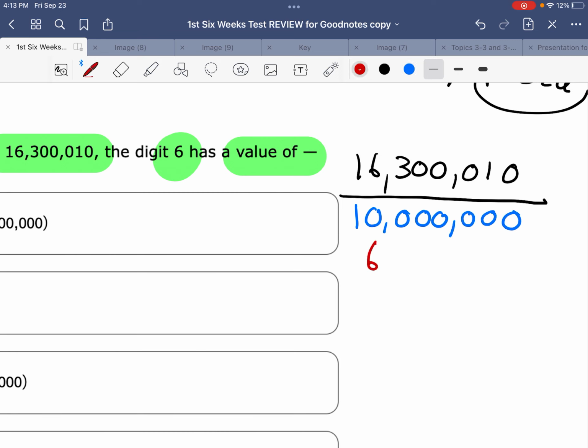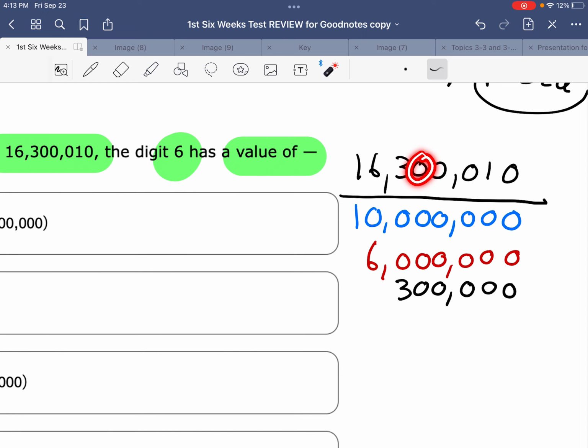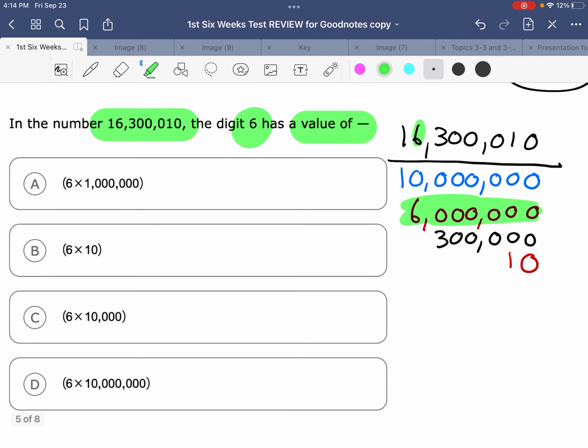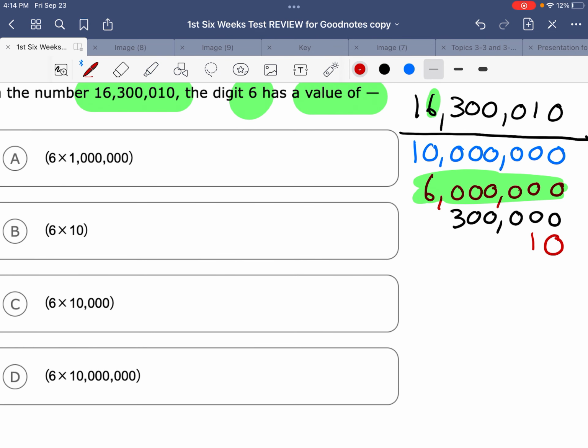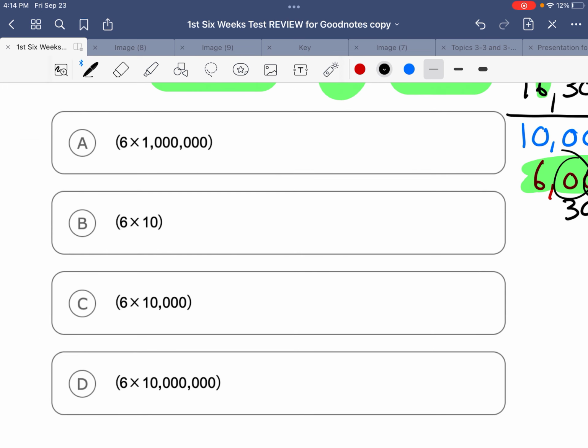I drop my 6 down. Everything afterwards becomes a 0. I drop my 3 down. Everything afterwards becomes a 0. When I get to a 0, I don't do anything with it. I just skip it. So my next number that I go to is 1. Bring it down. Everything becomes a 0. So now they want to know the value of the 6. So if I look, I have 60 million. And if I count my zeros, I have 1, 2, 3, 4, 5, 6. And you see which one has that.